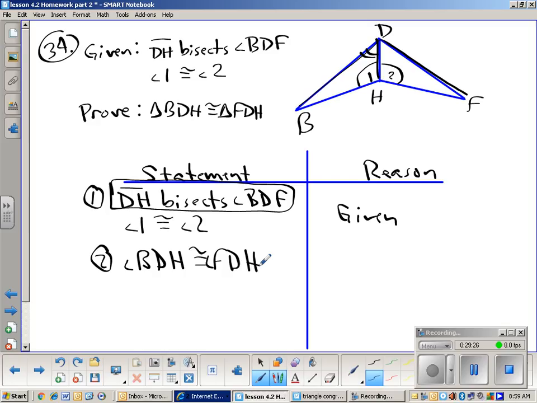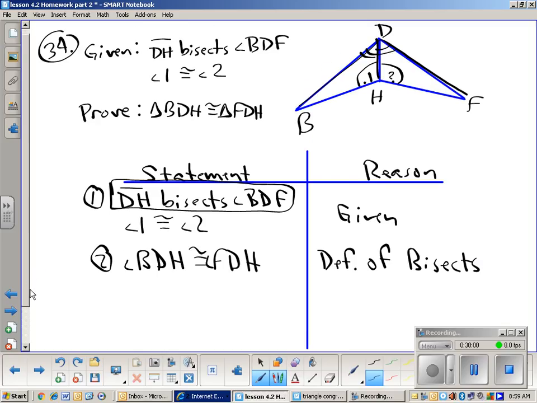And why is that? How did I know that they were equal? Because angle 1 and 2 are equal. No. These two being equal have nothing to do with these two being equal. But what did they just tell me that led me to that statement? That bisect. It bisects. So what do I write here? Definition of bisects. They just told me that it bisected that angle, so that tells me it cuts into two equal angles.